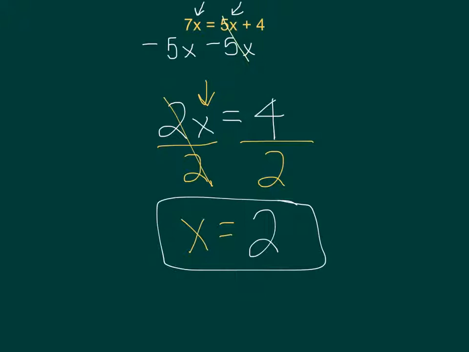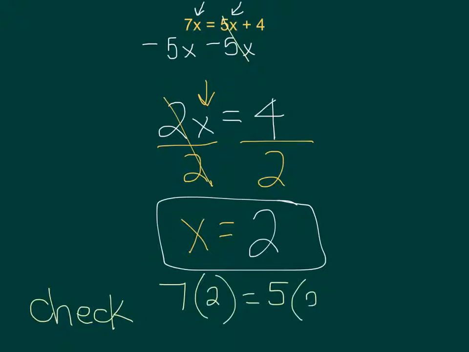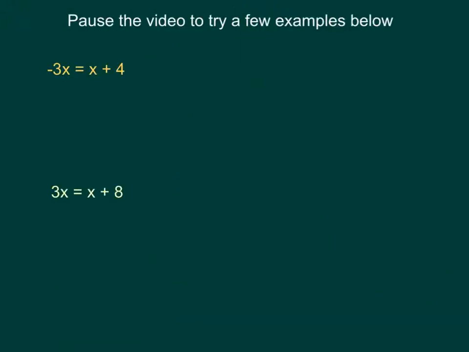You're also able to go back and check this by plugging in the 2 for the original equation. So 7 times 2 equals 5 times 2 plus 4. 7 times 2 is 14. 5 times 2 is 10 plus 4, which is 14, so it would check out. Pause the video to try a few examples below.